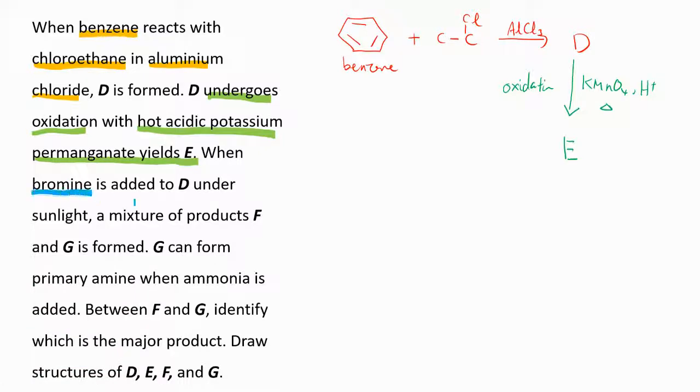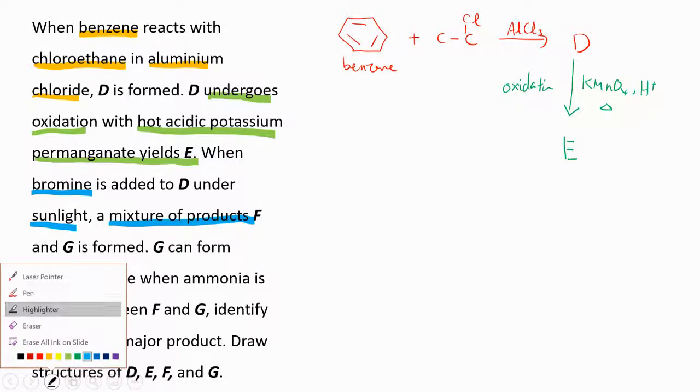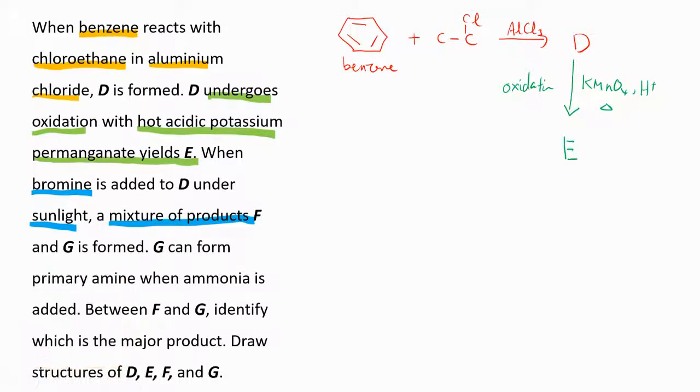When bromine is added to D under sunlight, a mixture of products F and G is formed. Now let's move on to another one. So when bromine is added to D, maybe we can use a new equation here. D plus bromine under sunlight, we will get a mixture of products, that is F and G.